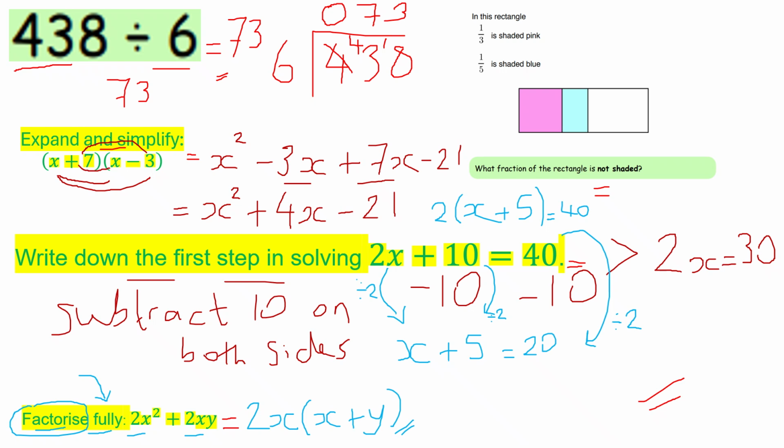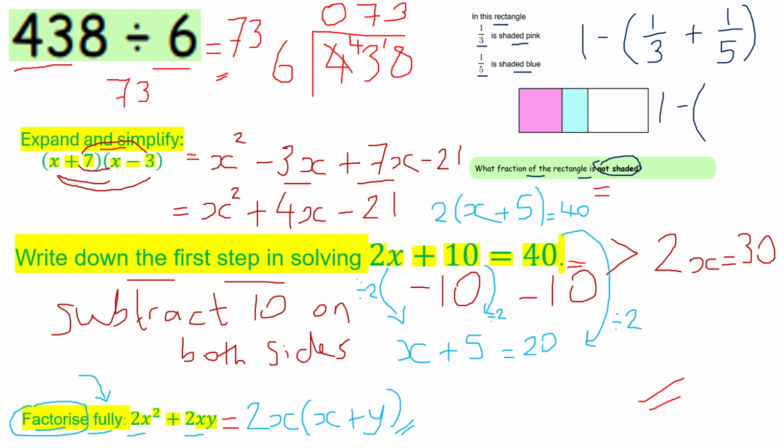Finally, guys, looking at this first question on this first slide. In this rectangle, 1/3 is shaded pink, 1/5 is shaded blue. What fraction of the rectangle is not shaded? Well, we are going to take a whole and subtract the sum of the two fractions. So we're going to do 1 take away, in brackets, 1/3 plus 1/5. So that's how you work it out.